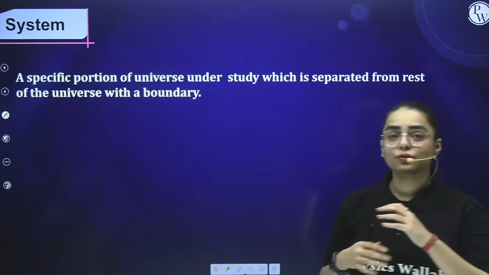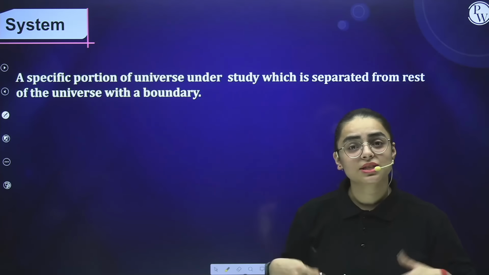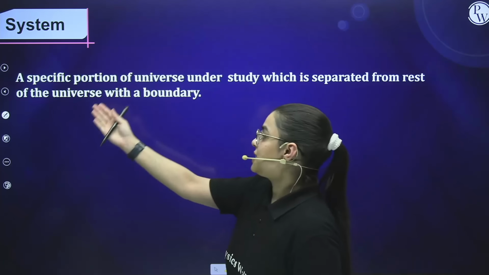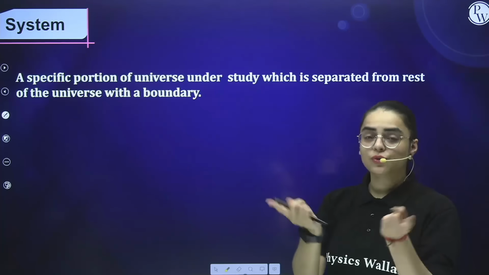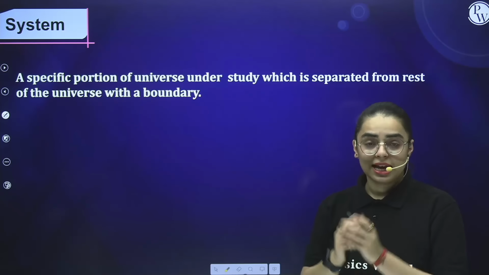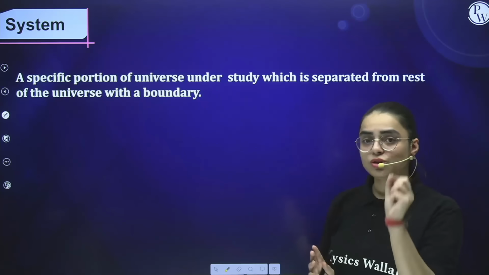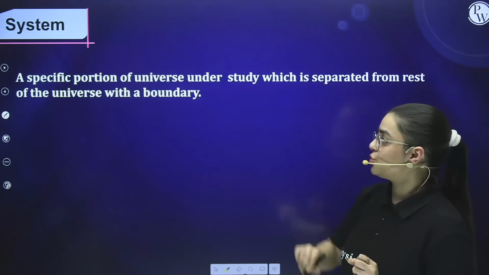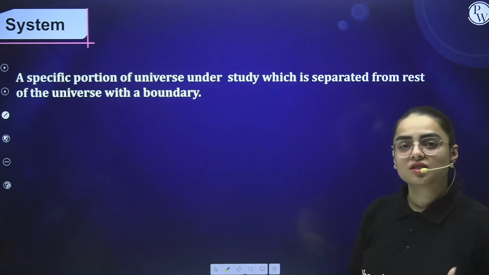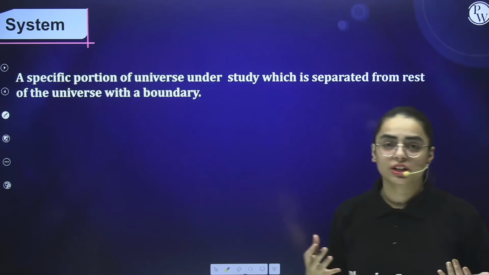See, the part of the universe under my study, which I am investigating, is known as system. If I read the definition of system, it is a specific portion of the universe. Now, the universe is comprised of two basic things, that is system as well as surrounding. So, I'm going to define system in such a way that it is a specific portion of the universe under study or under observation or under investigation, which is separated from the rest of the universe with a boundary. Okay, students.